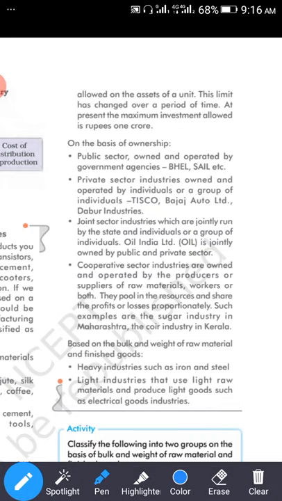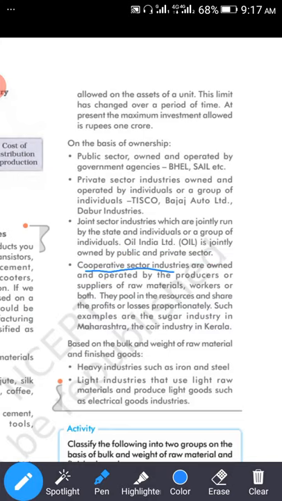Next one, the joint sector. The joint sector industries are jointly run by the state and an individual or group of individuals. It means investment by the public and investment by the government, as in petroleum oil refineries, where shares are held. Oil India Limited is jointly owned by the public and the private. Better understand that wherever a petrol pump is set up, like Indian Oil, Hindustan, it is a joint effort from the government and the private sector. So it is important to know.